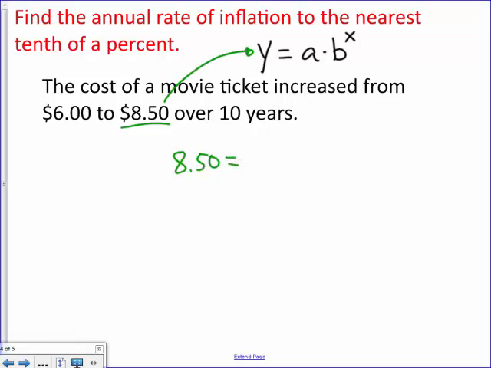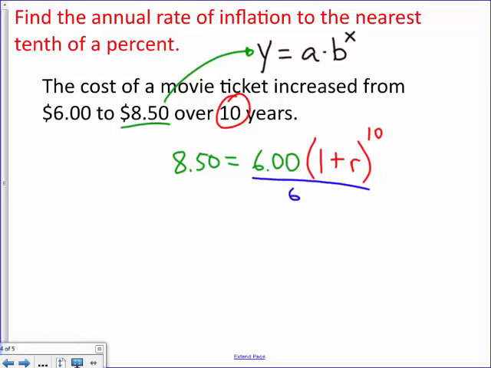Our original was $6. That goes in for the a. And we're trying to solve for the b. Well, remember, it's inflation, so it's going up. So it's going to be 1 plus my rate as a decimal. Okay, remember that back to our recursion, 1 plus r, or 1 minus r if it's depreciation, things like that. And then to the x power, in this case, t for time, or you can use x, it doesn't matter. And I already know that's 10 years, so I got to plug in 10 for that exponent.